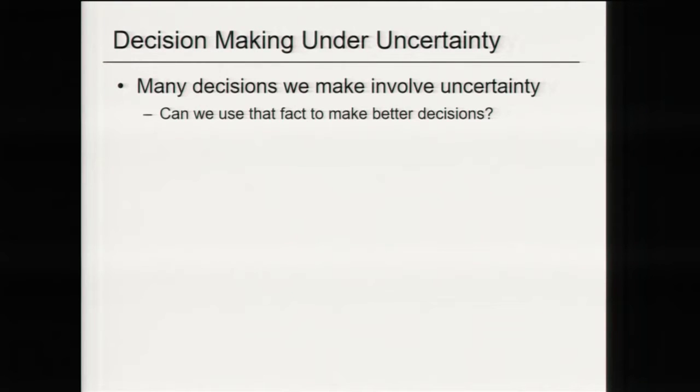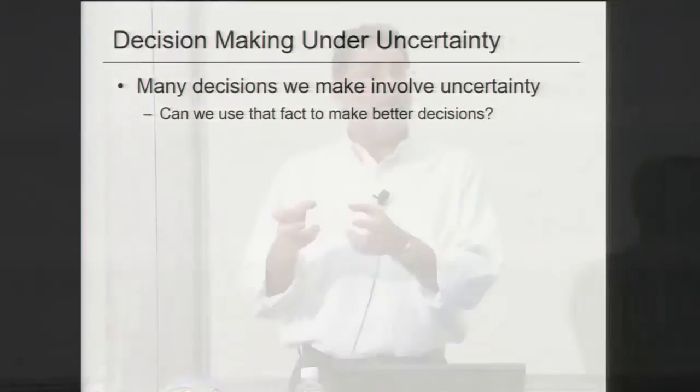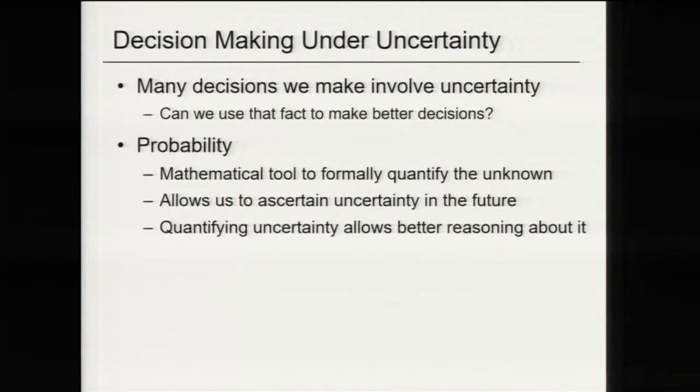And so part of the idea is, could we actually use that fact? Could we think about that uncertainty? Could we quantify it in a way that will allow us to make better decisions? Okay? And so probability is going to be the mathematical tool that's going to underlie what we do. The basic idea is it's just a way to formally quantify uncertainty. If we don't know what is going to happen, we want to be able to put some chance or some probability on that, and that gives us a way to reason more formally about it.